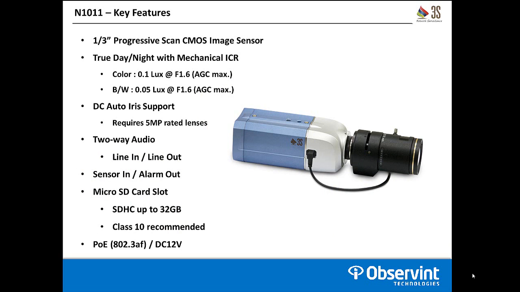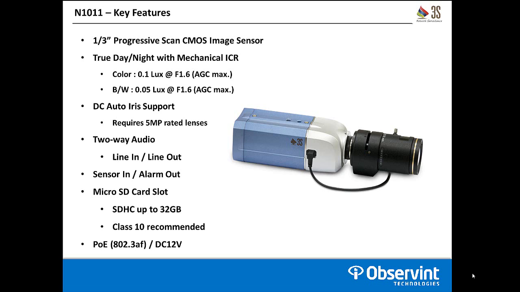In color mode, we have a 0.1 lux rating. In black and white, it's 0.05. We do support DC auto iris lenses or manual iris lenses, and it does require a 5 megapixel lens, so make sure you are pairing that up correctly with your lens selection. It is capable of two-way audio with a line input and a line output. That does require a line level mic and a speaker that is going to be powered separately, so make sure you are preparing for that if you are going to utilize that feature.